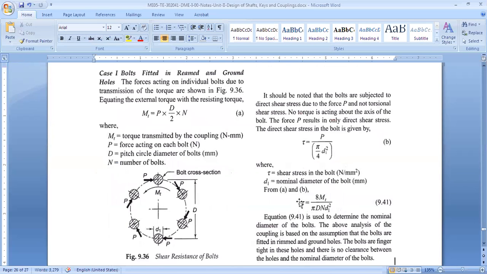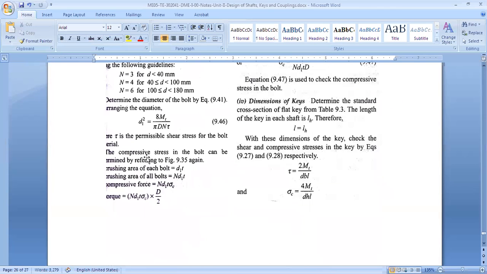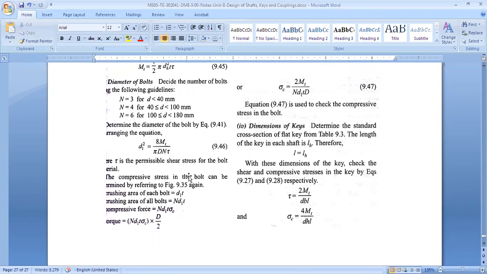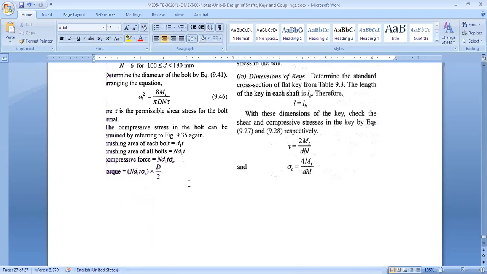So if we take d1 on the other side, we get 8 mt upon tau pi d dn, right? So d1 square is equal to 8 mt upon pi dn tau. So using this equation, if we know the torque transmitted, p circle diameter, number of bolts, and allowable shear stress, we can find out the diameter of the bolts d1, right? Now this is the diameter we found from the shear stress.